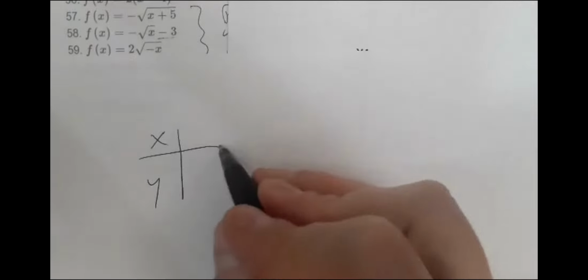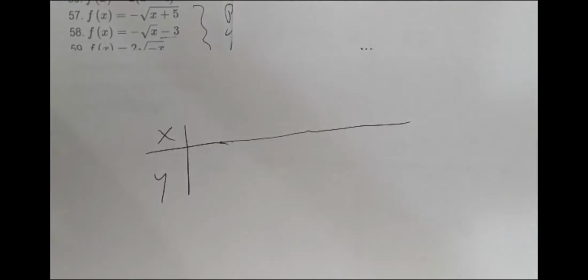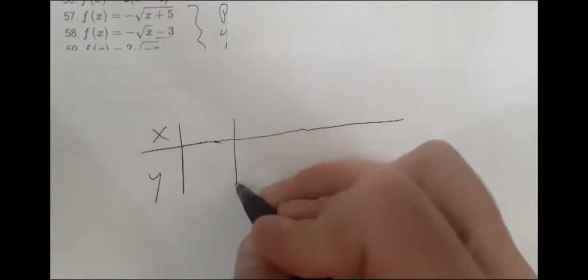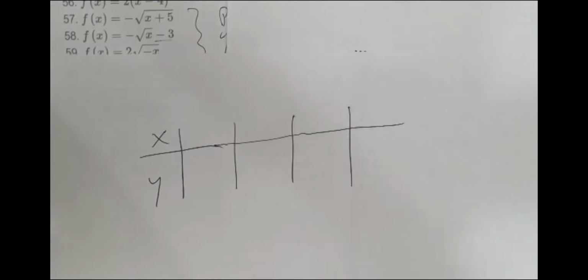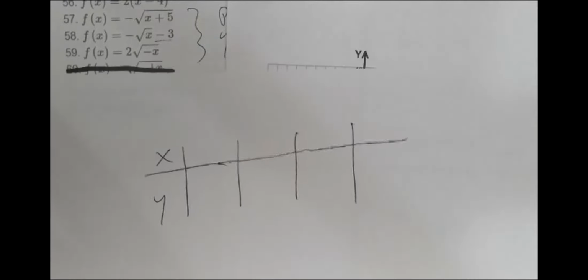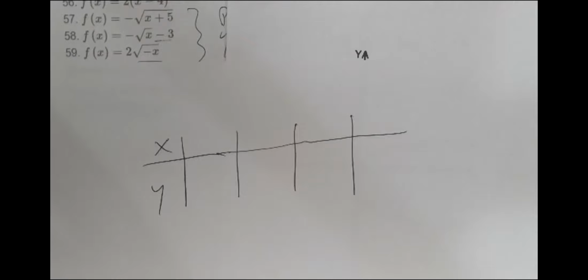So the negative is going on the x. What about that 2? Where's that 2 going? It's on the y values. That's going on the y values. I'm going to give y'all just a minute to figure this out, I think.